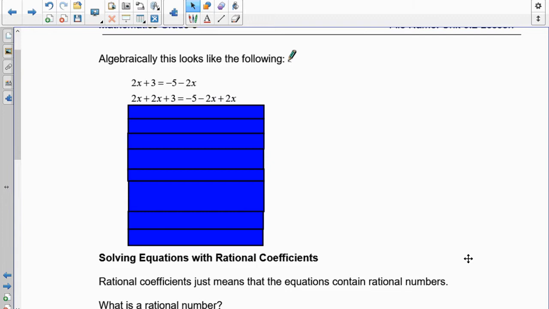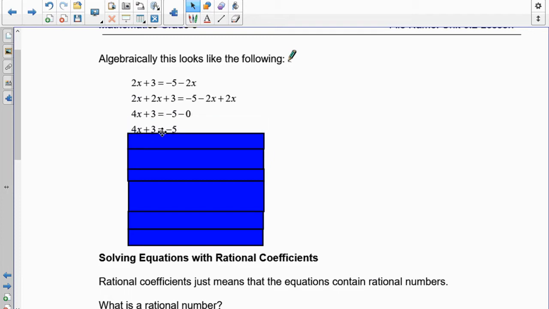Okay, we're going to follow the exact same steps we used when we were working with the tiles earlier. 2x and 2x is going to be 4x. Negative 2x and positive 2x gives me 0. Clean it up, get rid of the 0. We now have 4x plus 3 is equal to negative 5. Now, get rid of the 3 by subtracting 3 from both sides. 3 take away 3 is 0. Negative 5 take away 3 is negative 8.